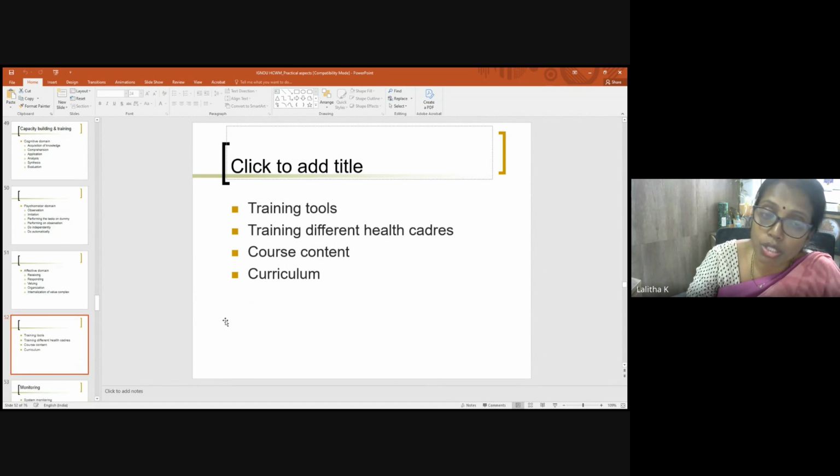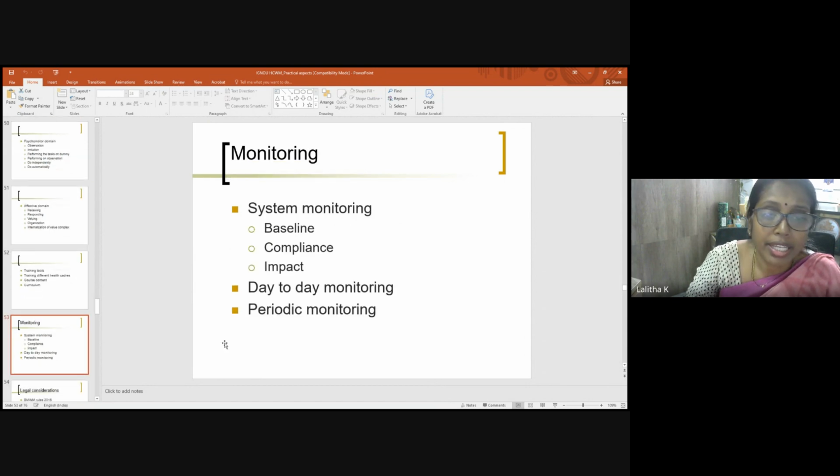So training tools, you can use lecture methods, or you can use videos or demonstrations, or activity based learning. So use different technologies so that the people are interested and learn those things. Okay. Last but not the least is the monitoring component in the administrative component.